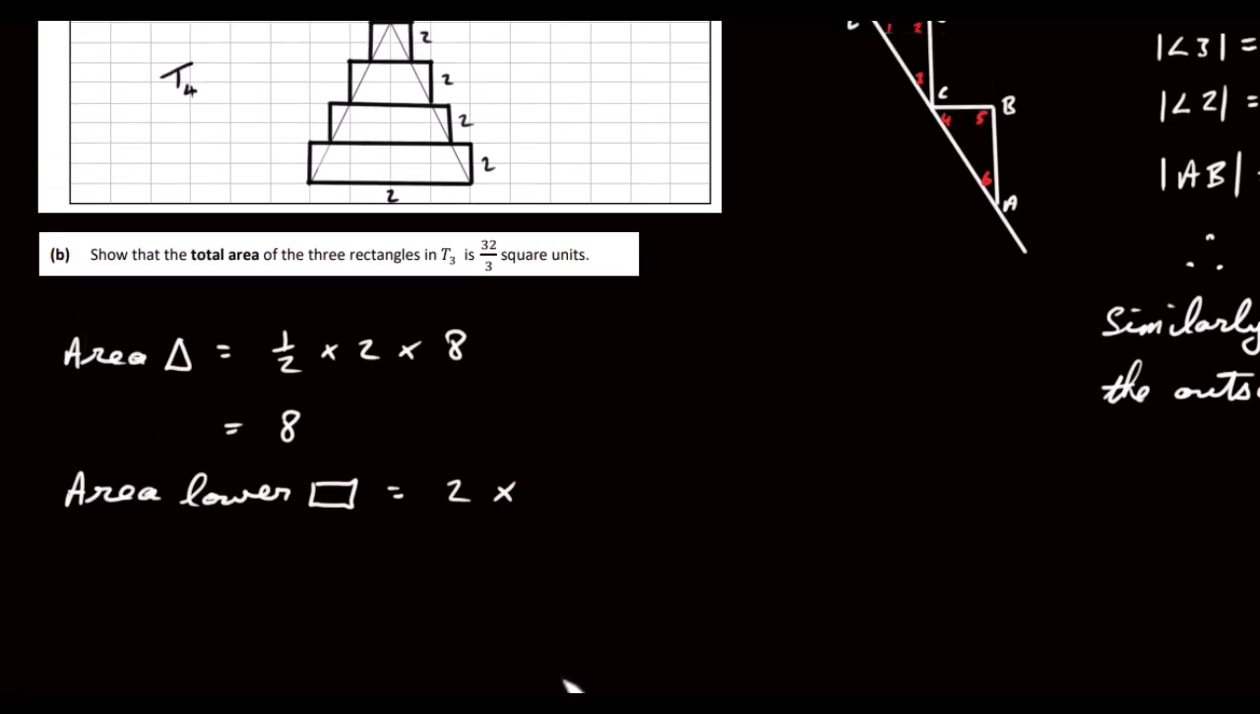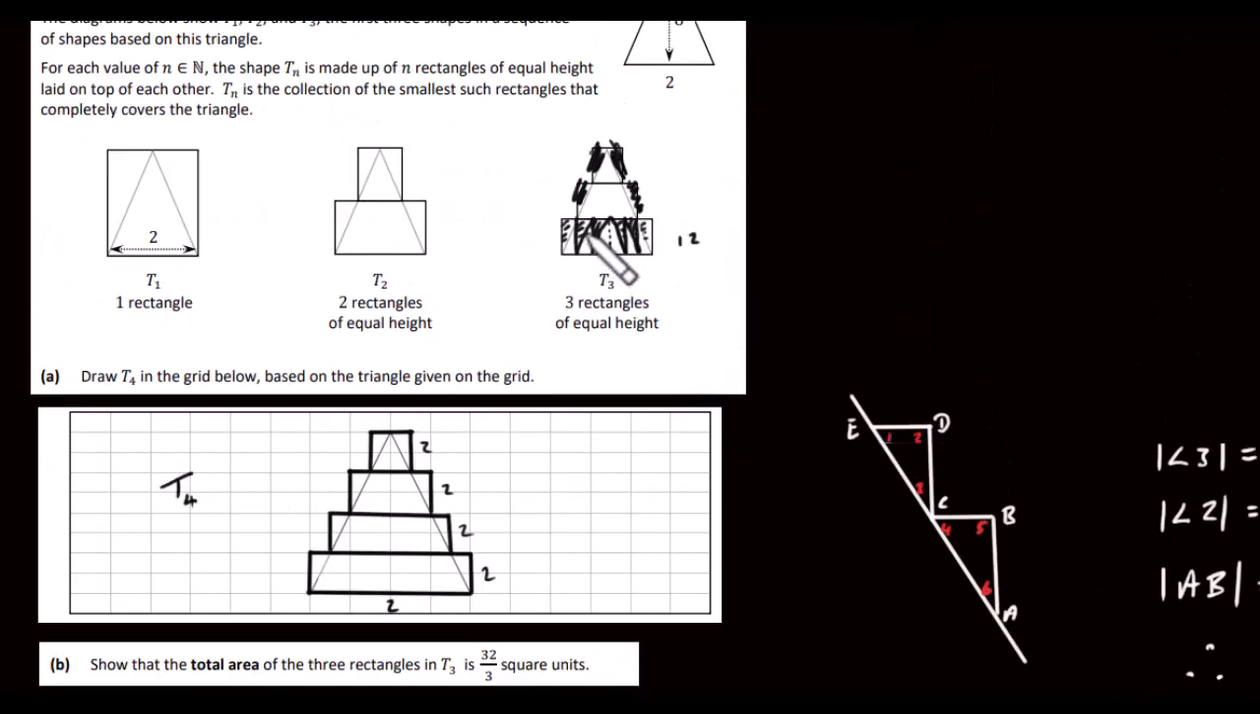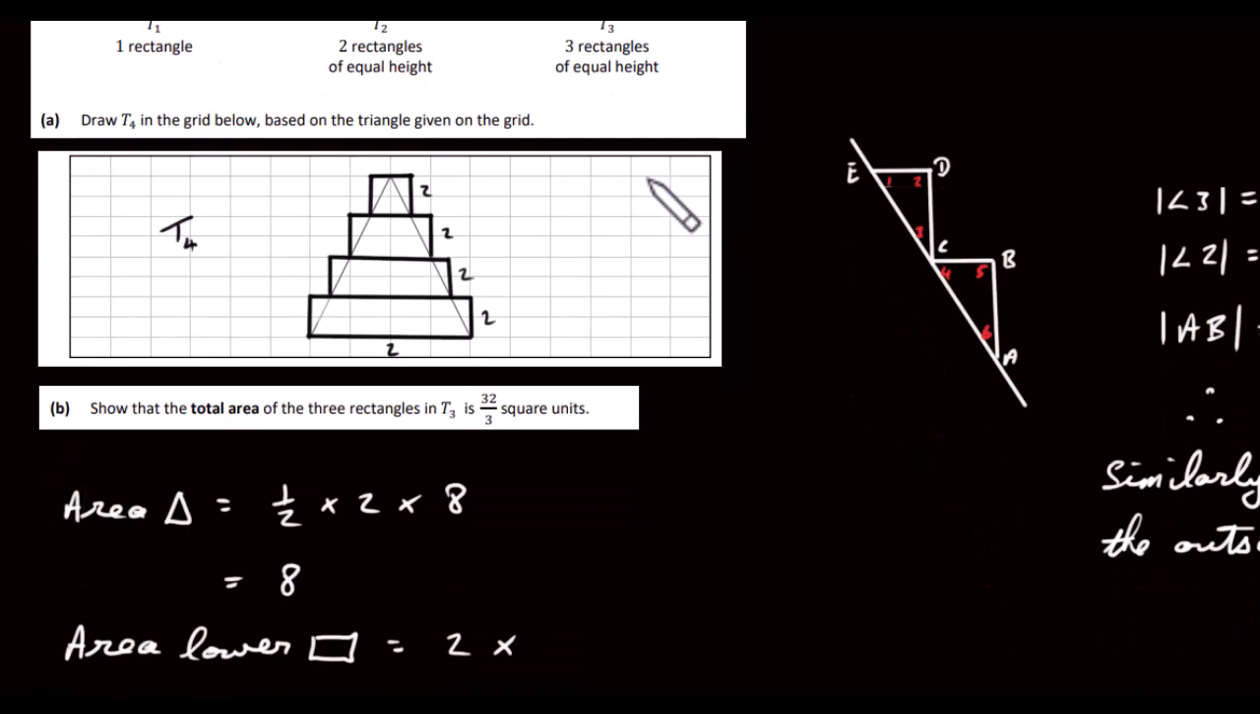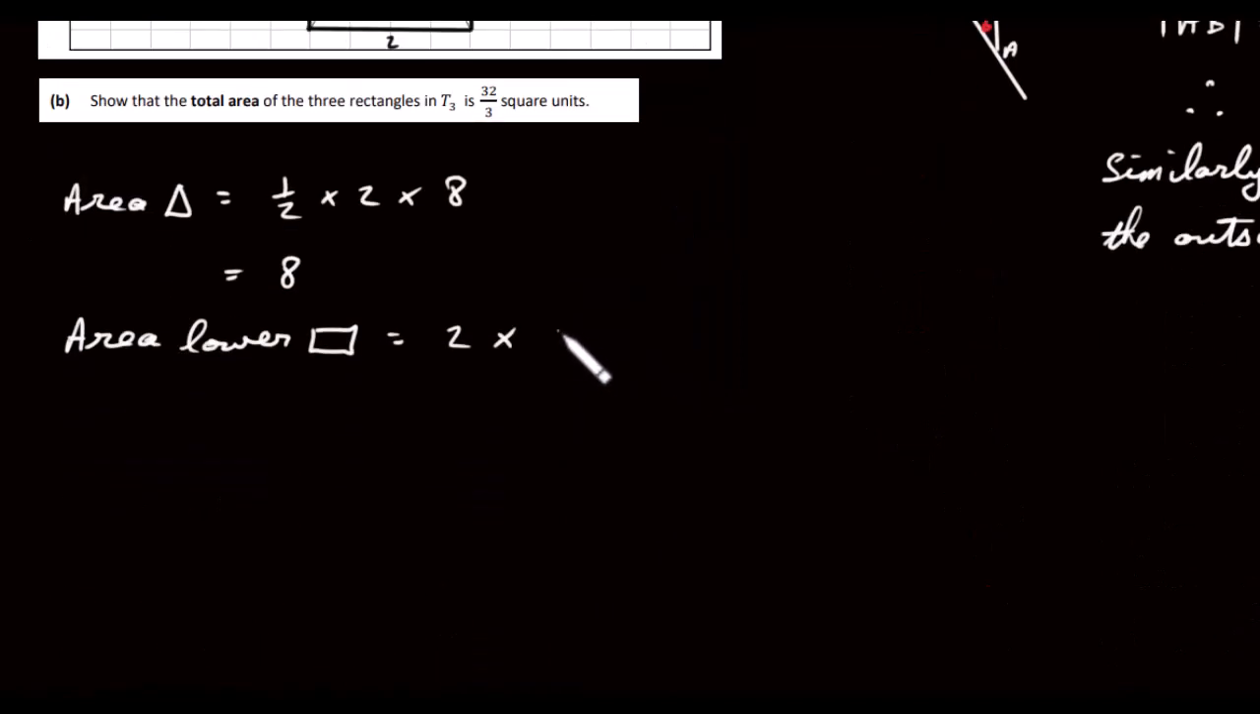Now the height of this rectangle here at the bottom, remember you've got 3 rectangles, 1, 2, 3, the height is 8, so the height of one of these rectangles is 8 over 3. So it's going to be 8 over 3, and that's 16 over 3.